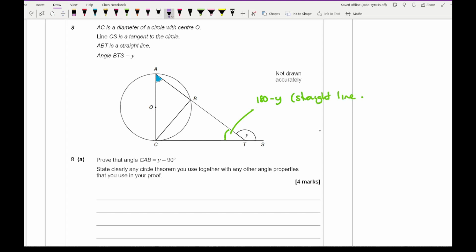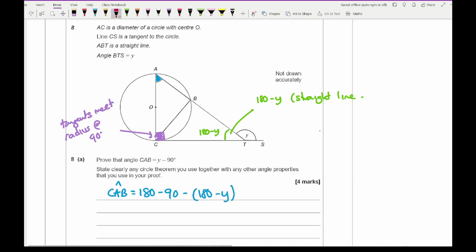Now I know that this angle here is going to be 90 degrees. Why? Because tangents meet radiuses at 90 degrees. So then to work out this blue angle, well, if this angle here is 180 minus y, then to work out angle CAB, that's going to be 180 minus the purple angle, which is 90, minus the green angle, which is 180 minus y.